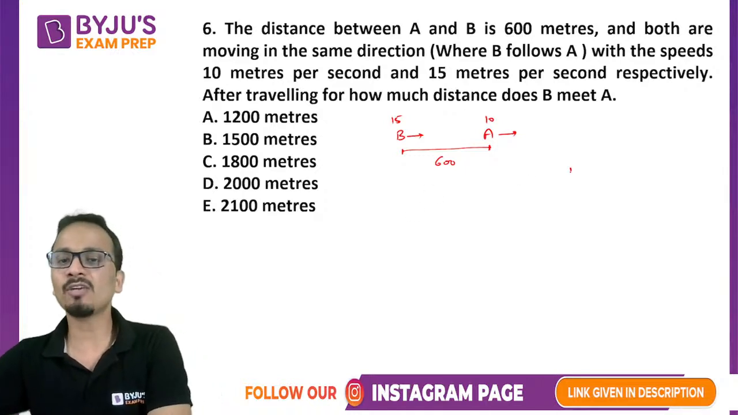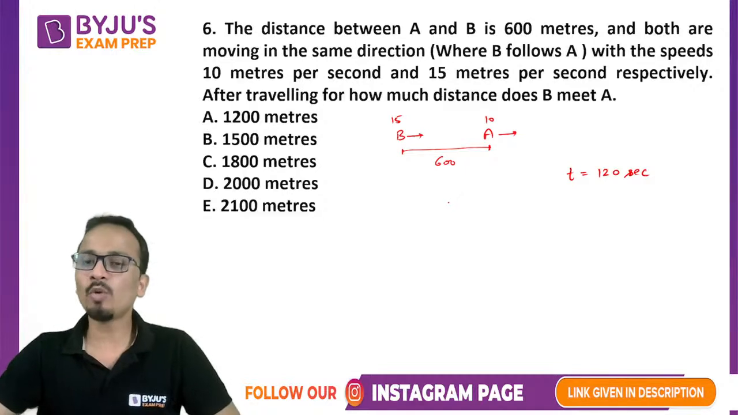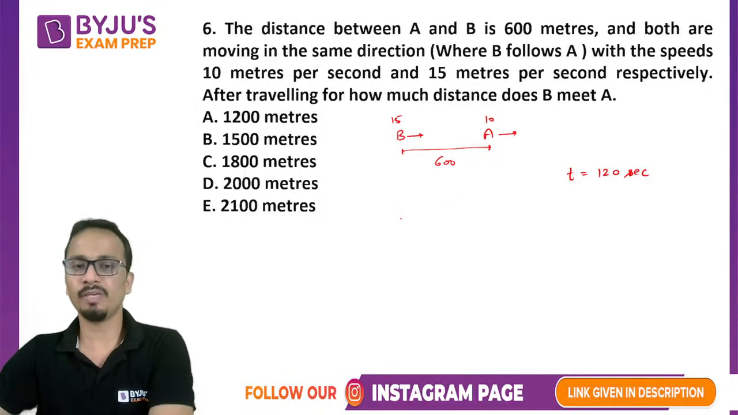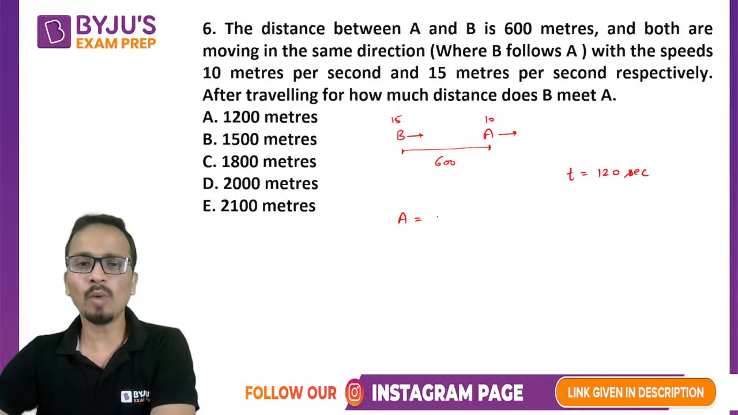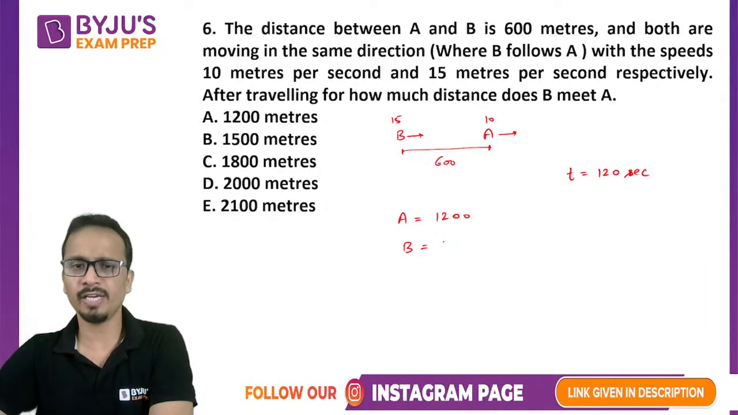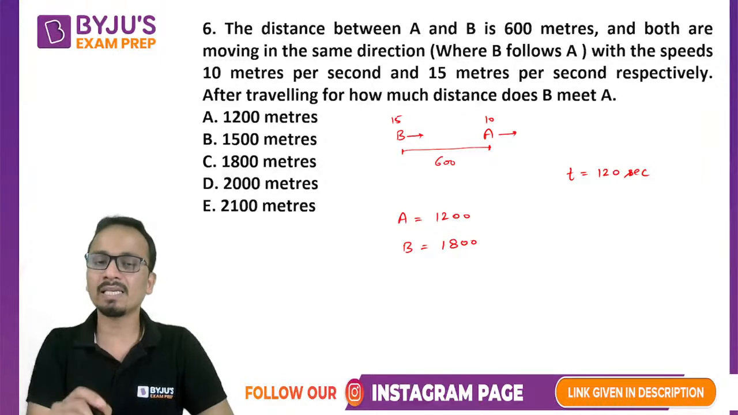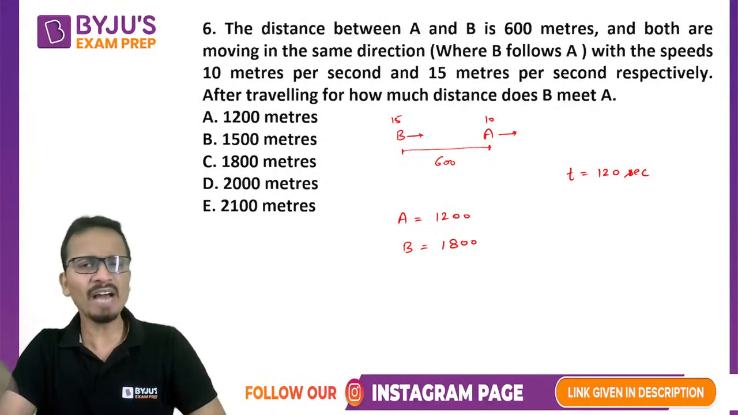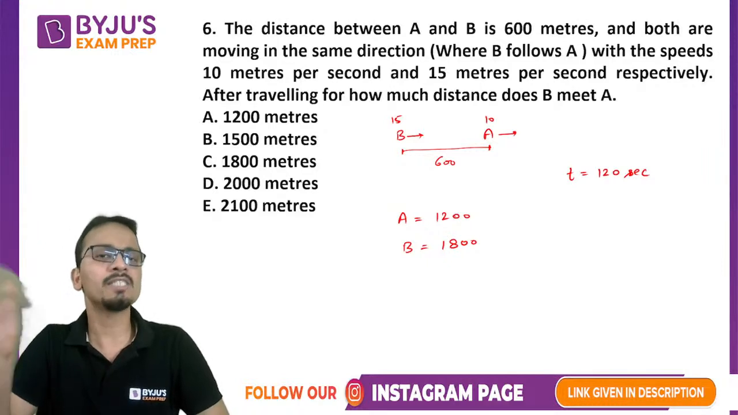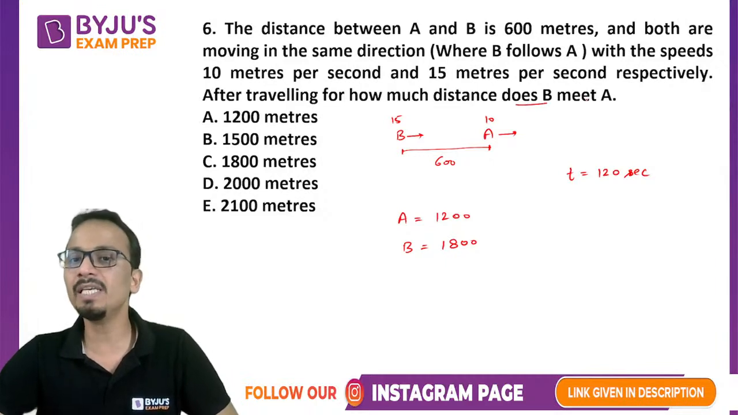Okay, now we have already calculated that B will catch A after 120 seconds. All right. Now, in these 120 seconds, what will be the distance traveled by each of them? A will travel 10 into 120, that is 1200 meters, and B will travel 15 into 120, or you can add 600 to the distance of A. So it will be 1800. Now we have to be very careful as to what they are asking in the question. Do we have to find out the distance traveled by A or distance traveled by B? So understand the language. After traveling, how much distance does B meet A?